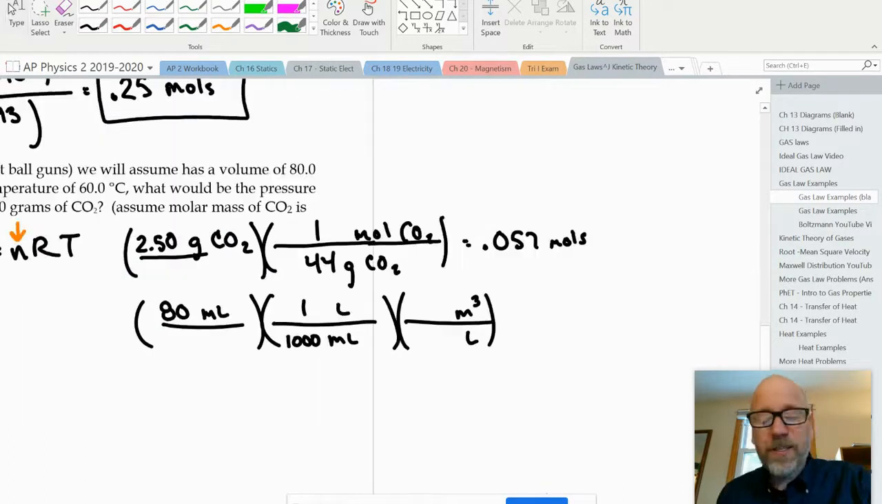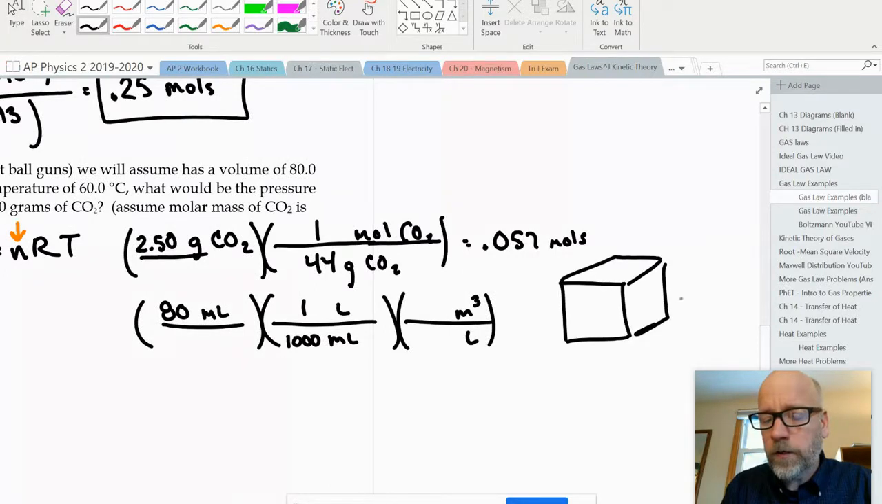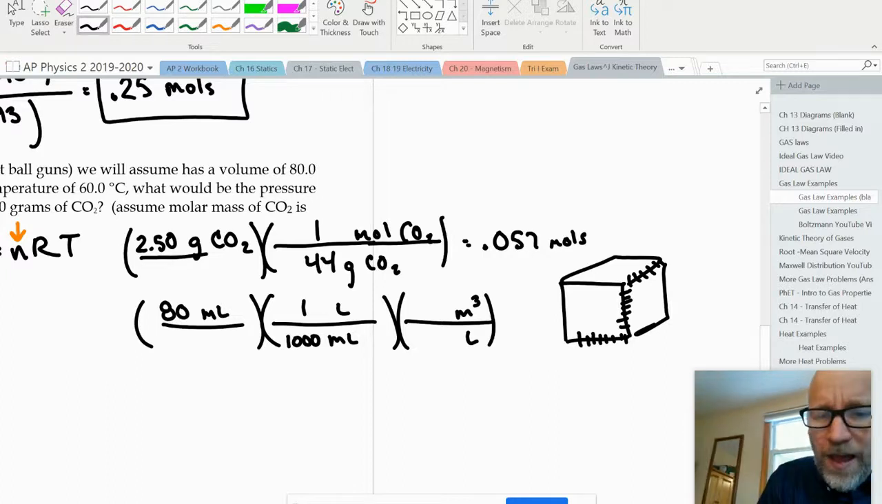Well, a liter is a decimeter cubed, so that means if we took a cube that was 1 meter cubed, and I broke it up into decimeters, so there was 10 on each side, then I would end up with 1,000 liters in 1 decimeter cubed.